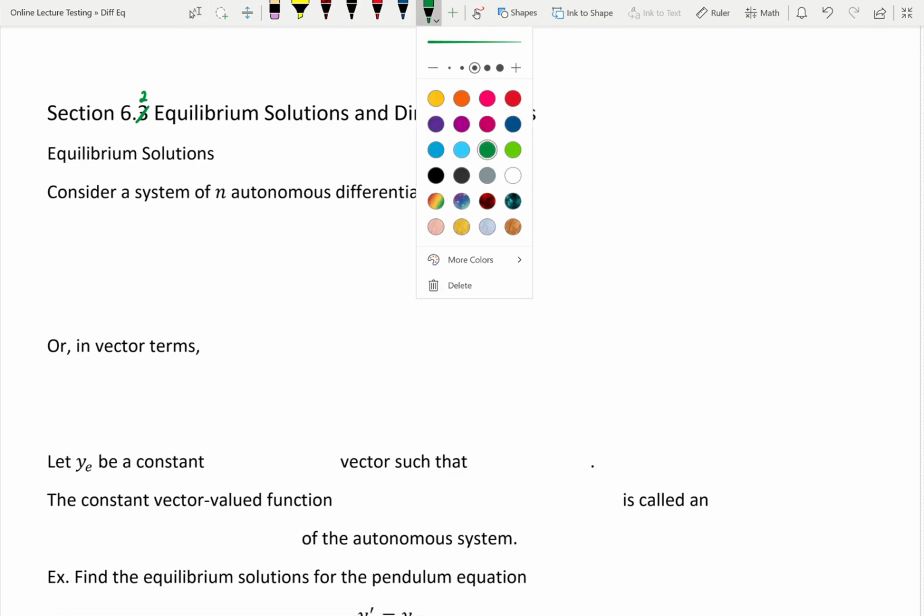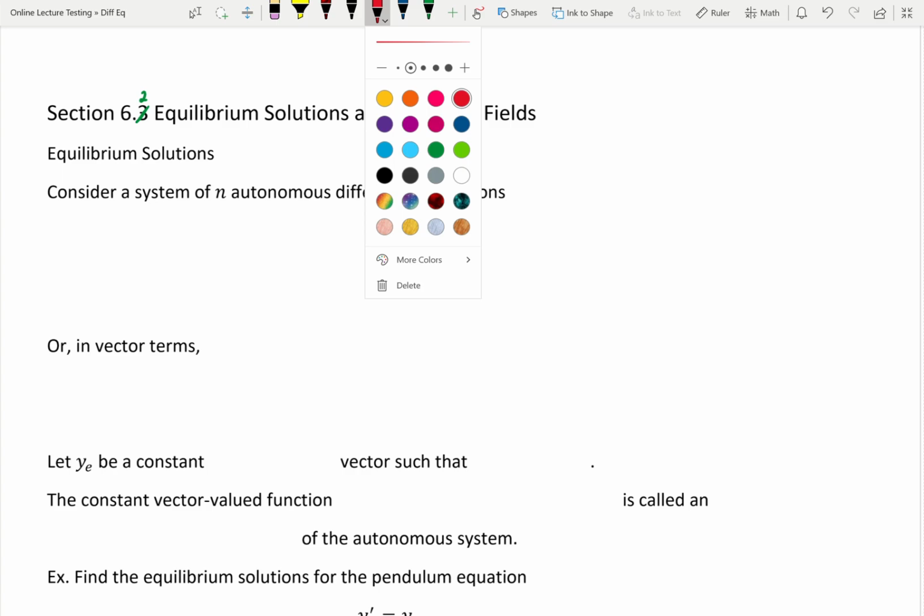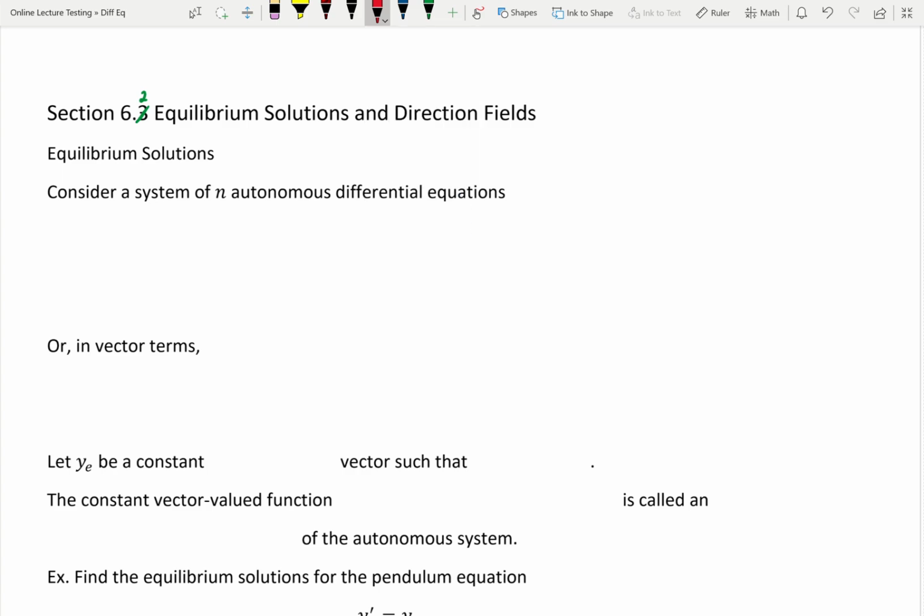But for right now, I'm going to fix all these right now. We're going to talk about what equilibrium solutions are, and we've seen this concept before. Then we're going to dive deeper into what a phase plane is and what the direction fields are. All right, so first of all, we're going to talk about what an equilibrium solution is.